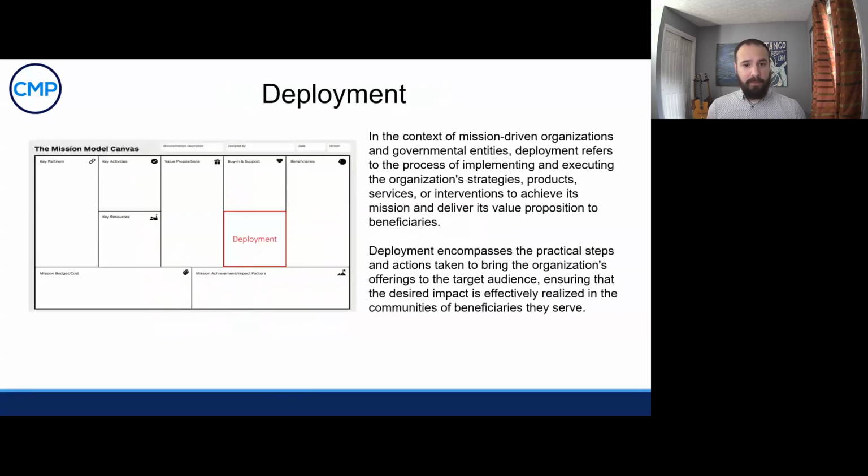And the last box here, from a definitional perspective, is deployment. Now, this is one of those definitions that is probably the least opaque in terms of understanding. So in the context here for mission-driven organizations, deployment refers to the process of implementing and executing the organization's strategies, products, services, or interventions to achieve its mission and deliver its value proposition to beneficiaries. Deployment encompasses the practical steps and actions taken to bring the organization's offerings to its target audience, ensuring that the desired impact is effectively realized in the communities or beneficiaries they serve.